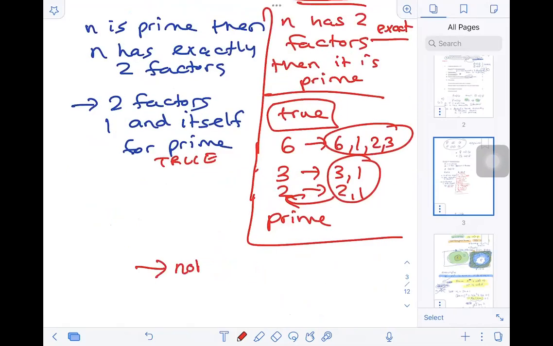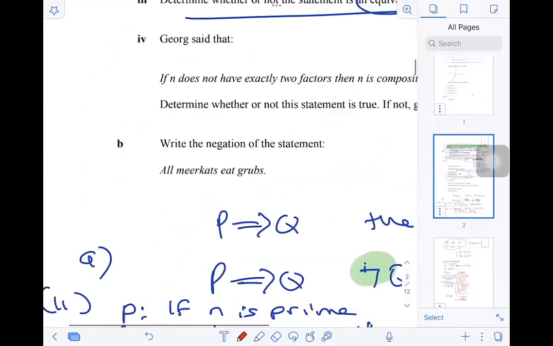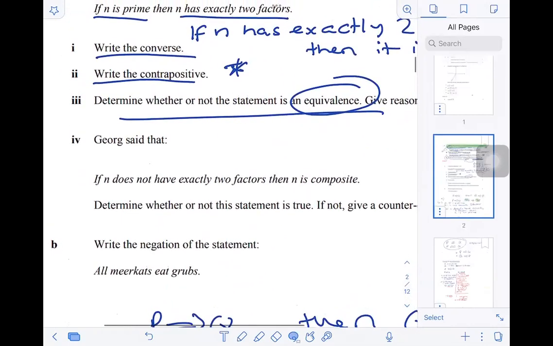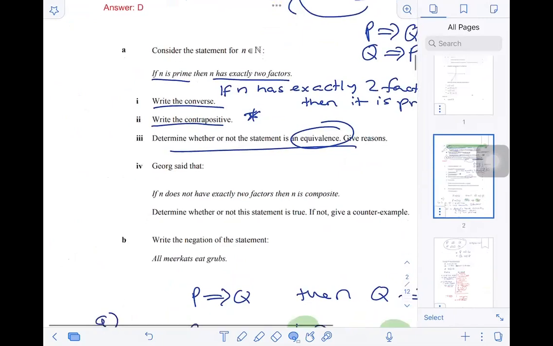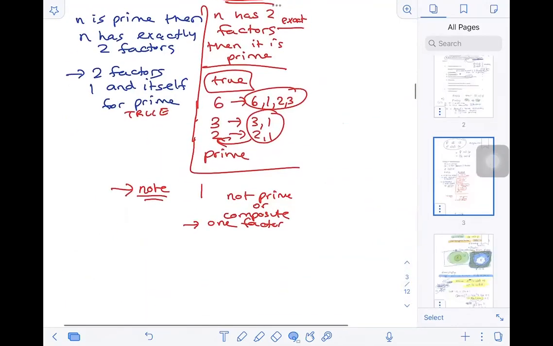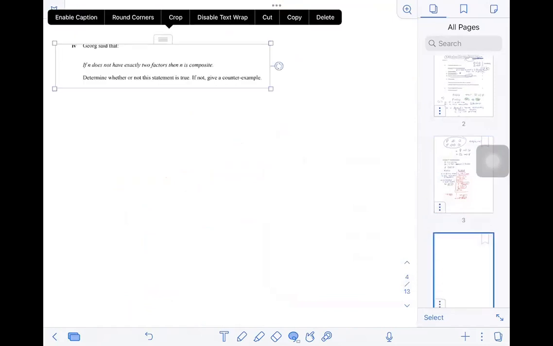Just note here, because this comes up in the next question, that 1 is not prime or composite. And 1 has 1 factor. Okay. All right, so the third part of this, we've done that part. Now let's look at George's statement.